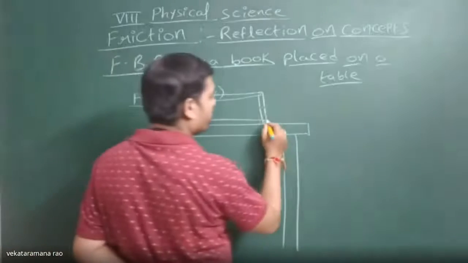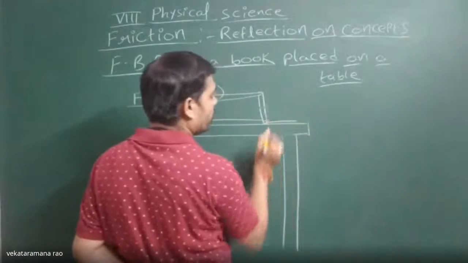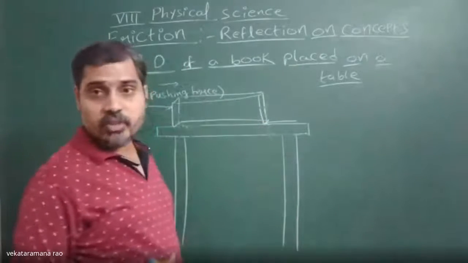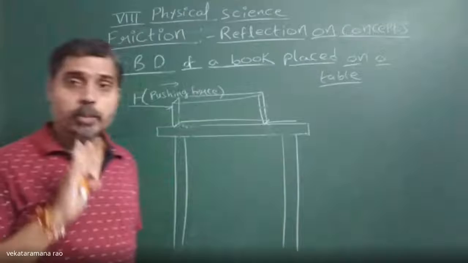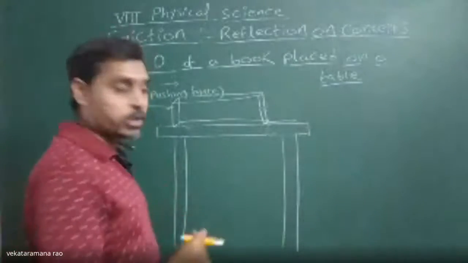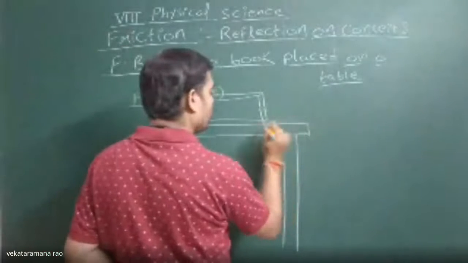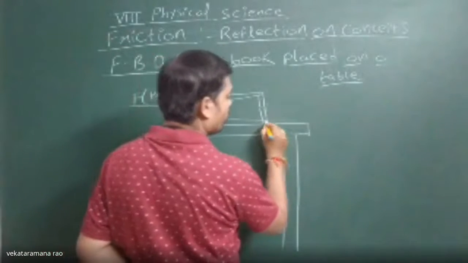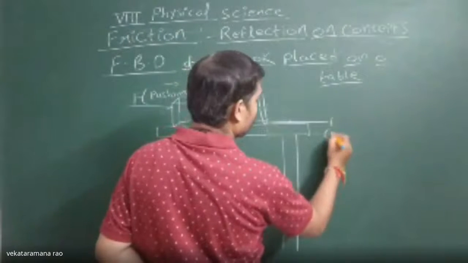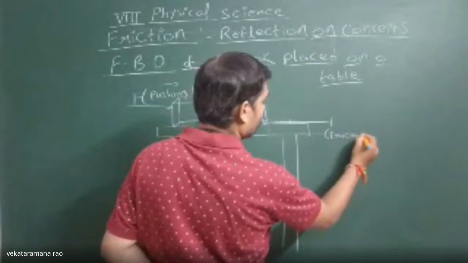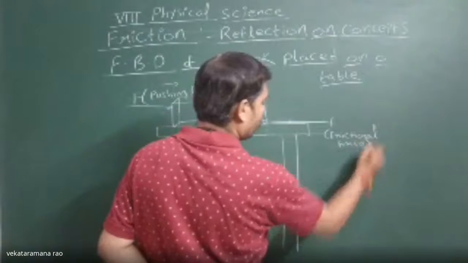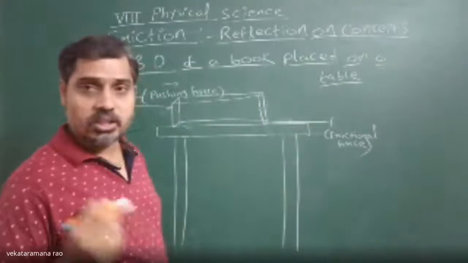Then there will be a frictional force acting between the surface of the book and the surface of the table, which always tries to oppose the movement, the relative motion, of that object. So let me draw clearly. One force is the frictional force, which always opposes the relative motion of one surface on another surface.